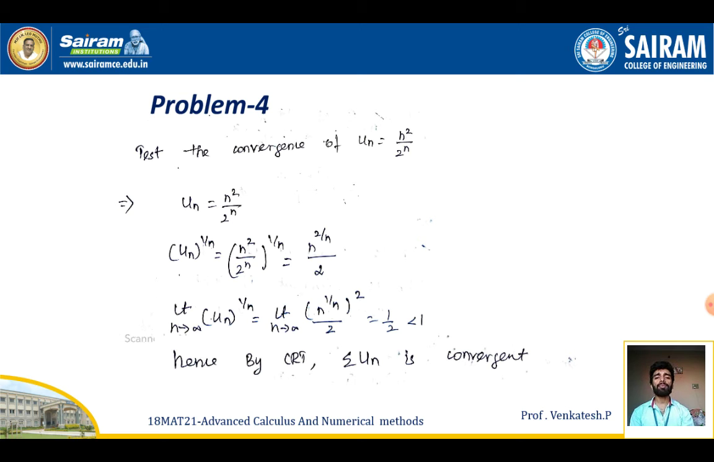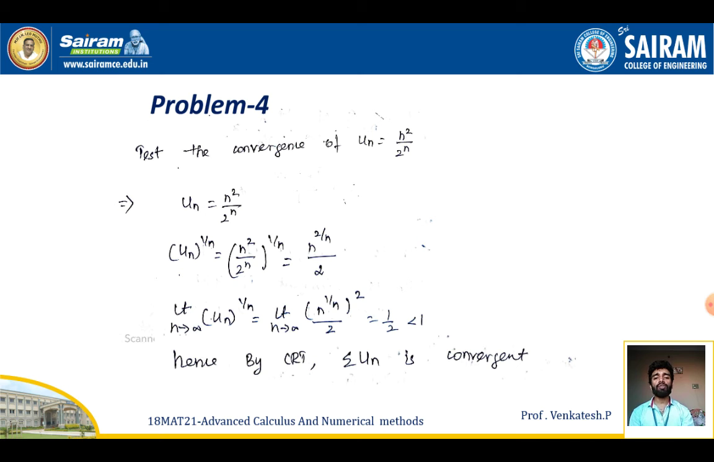So here also we can observe that the function has n powers of n. So we have to apply Cauchy's root test only. Take the function u_n = n^2 / 2^n. Applying power 1/n on both sides, I will get u_n^(1/n) = (n^2 / 2^n)^(1/n). On simplifying, I will get n^(2/n) divided by (2^n)^(1/n), which gets cancelled, and I will get only 2.